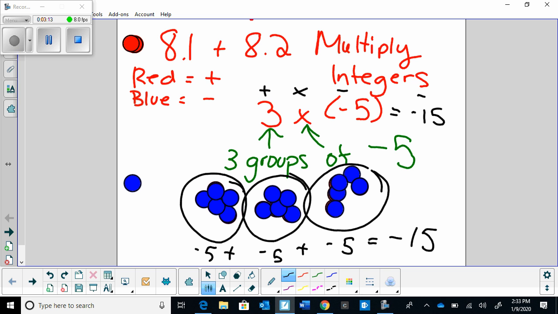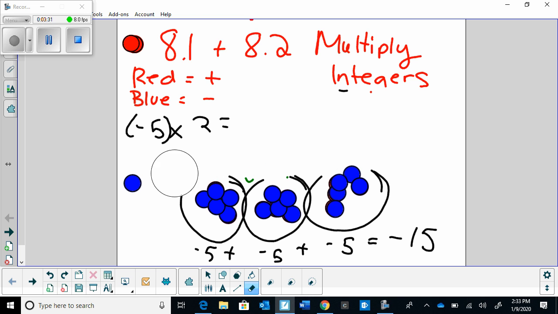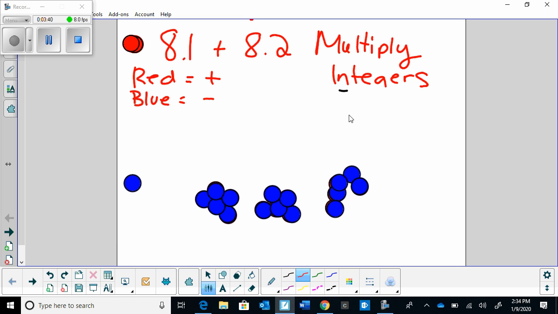We also know that 3 times negative 5 is the same thing as negative 5 times 3. We said they're the same thing, so you can flip multiplication, but we would be able to show these a little bit differently. The last thing that we talked about was, the first couple make sense, they're straightforward. What happens when I have negative 3 times negative 5?